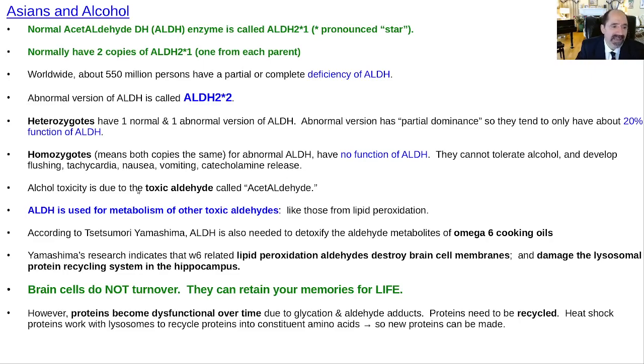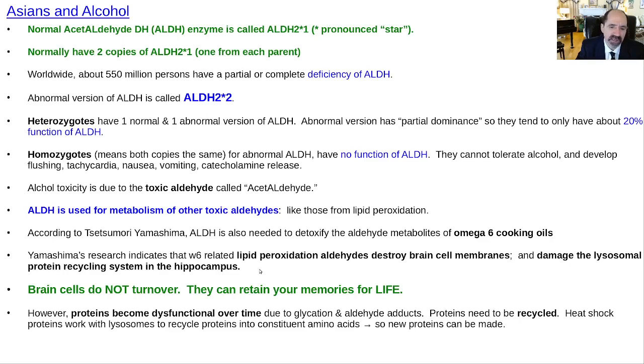The key point, though, is ALDH is used for the metabolism of other toxic aldehydes. And that's really the key point of this talk: these persons should not be eating any of these cooking oils, the omega-6 cooking oils. They're really bad. And the guy who figured this out was Dr. Tetsumori Yamashima. He's a Japanese neuroscientist and physician, and people were wondering, why are so many people in Japan becoming demented? And he figured out the relationship. We'll go into that in just a moment.